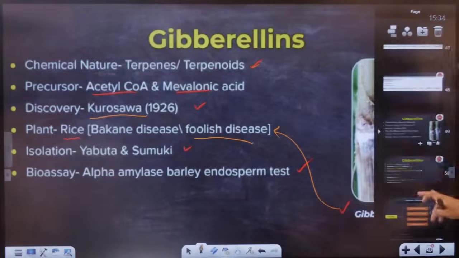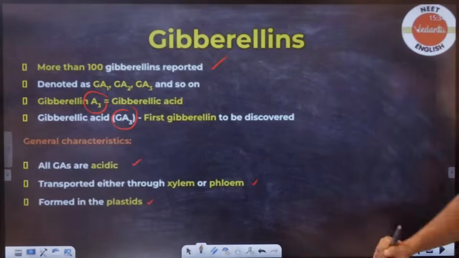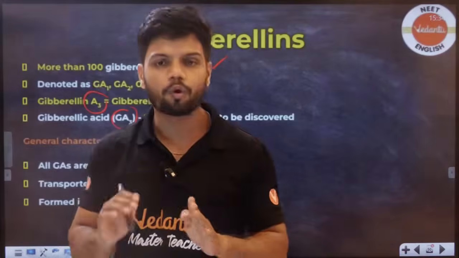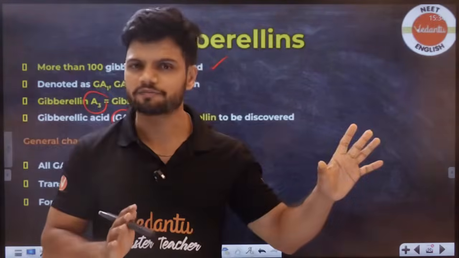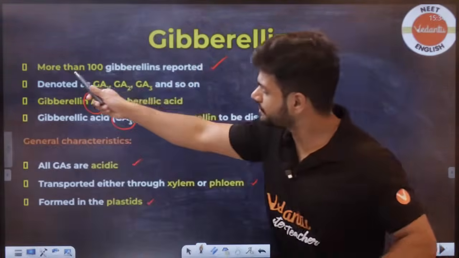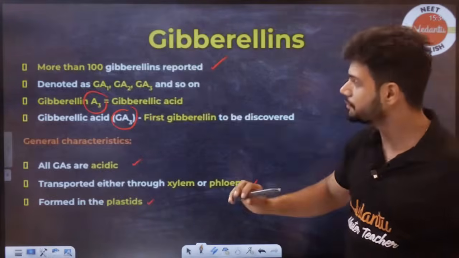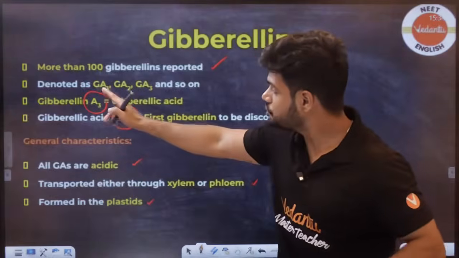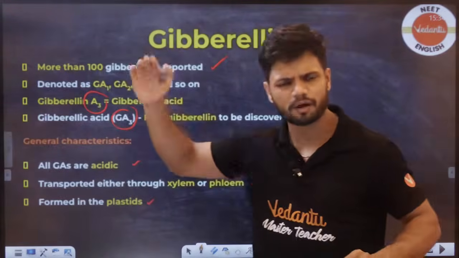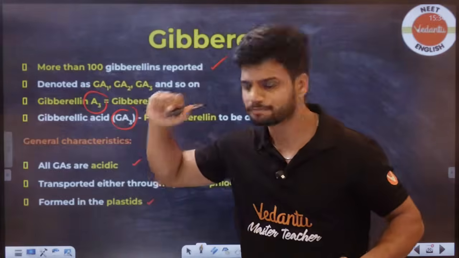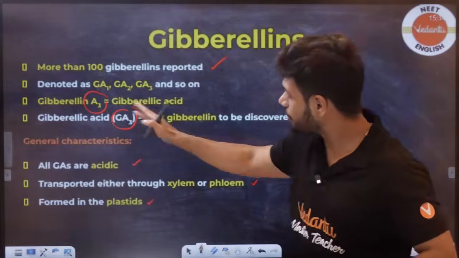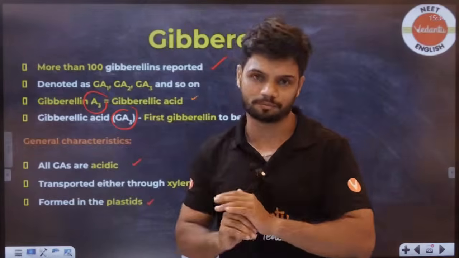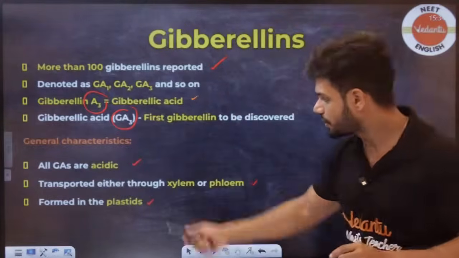Now, what they can ask you in examination is the different functions of gibberellins. But before we go to those functions, you need to know that more than 100 gibberellins are reported. Different types of gibberellic acids are reported, denoted GA1, GA2, GA3 and so on. Hundreds of different types of gibberellins are there. Gibberellin A3 is called gibberellic acid, and A3 was the first isolated form. They are acidic in nature.